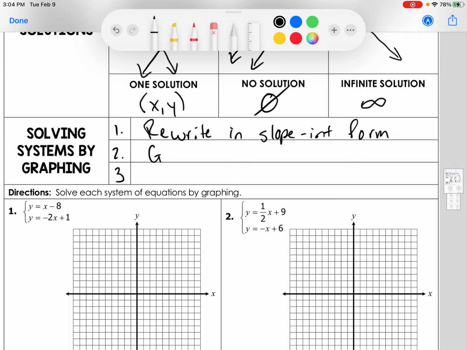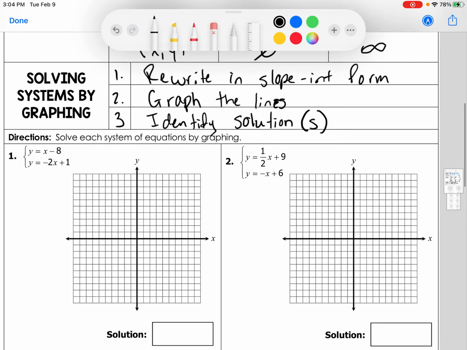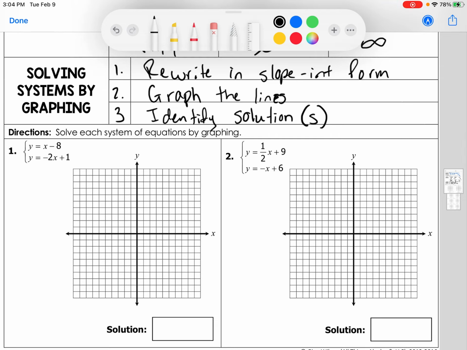So step 2, speaking of, we graph the lines. We don't just graph one of them, we graph both of them. And then our third step is to identify the solution(s). And I'm going to put a parenthesis S here, just because there is that possibility of infinite solutions if we are graphing the same line. So we're going to leave that open as a possibility.